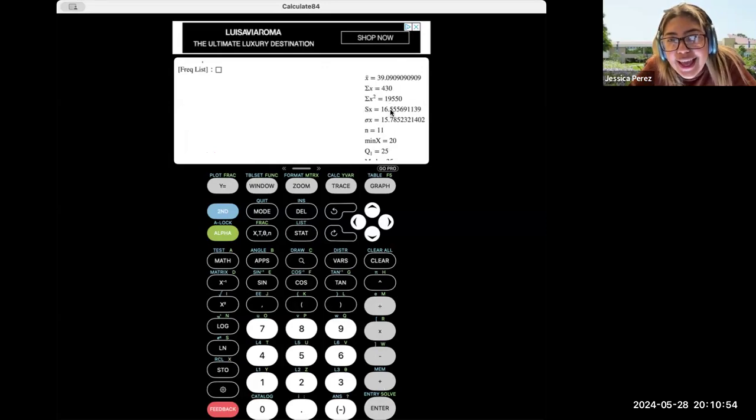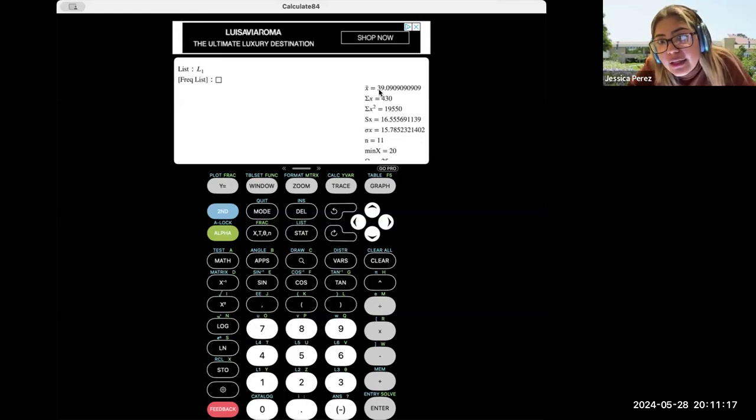Do you see this Sx? It says 16.55. That is the sample standard deviation. Then there's sigma x, which is the population standard deviation, 15.78. And this was our mean. This is our sample standard deviation, and then we have our population.